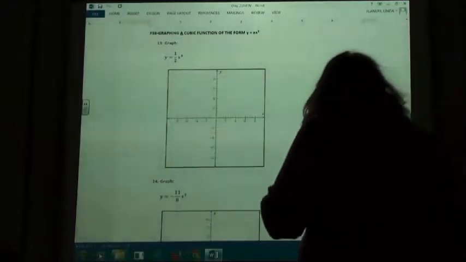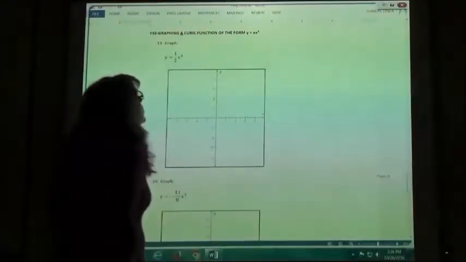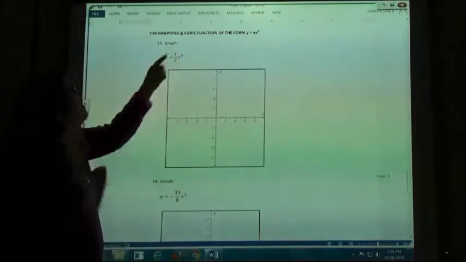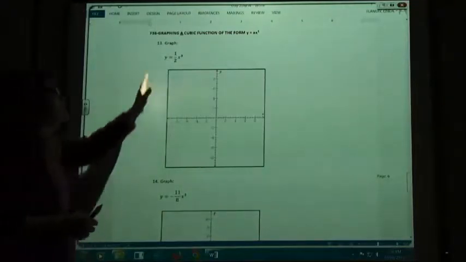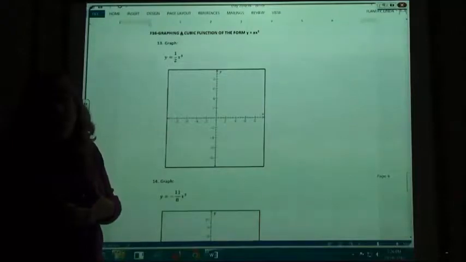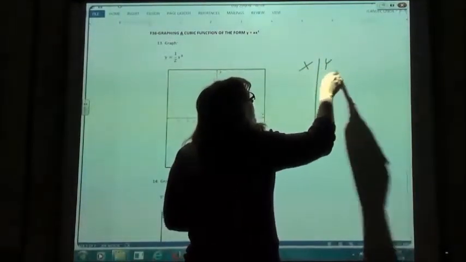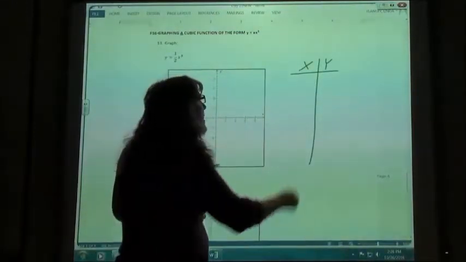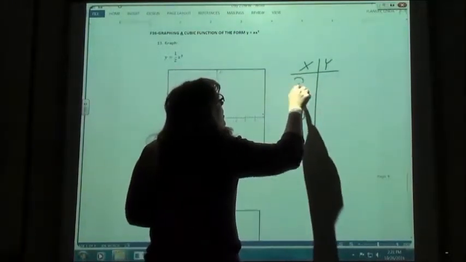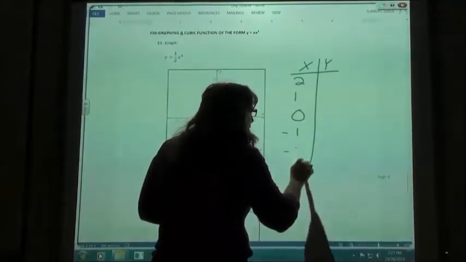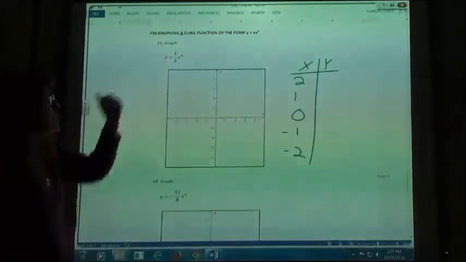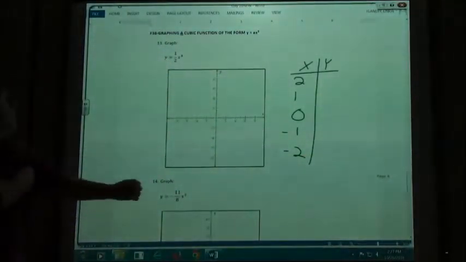Numbers 13, 14, and 15, now we are graphing a cubic function. So something like 1/2 x cubed. Same kind of thing as when you did your parabola with your squared function. There's no adding or subtracting, so the middle of your graph is going to be right at 0. So when you make your table, you're going to use the same numbers we did in the previous problem, because we know the middle's at 0, so we're going to use 2, 1, negative 1, and negative 2. And basically, we're just going to plug them in and find our points.